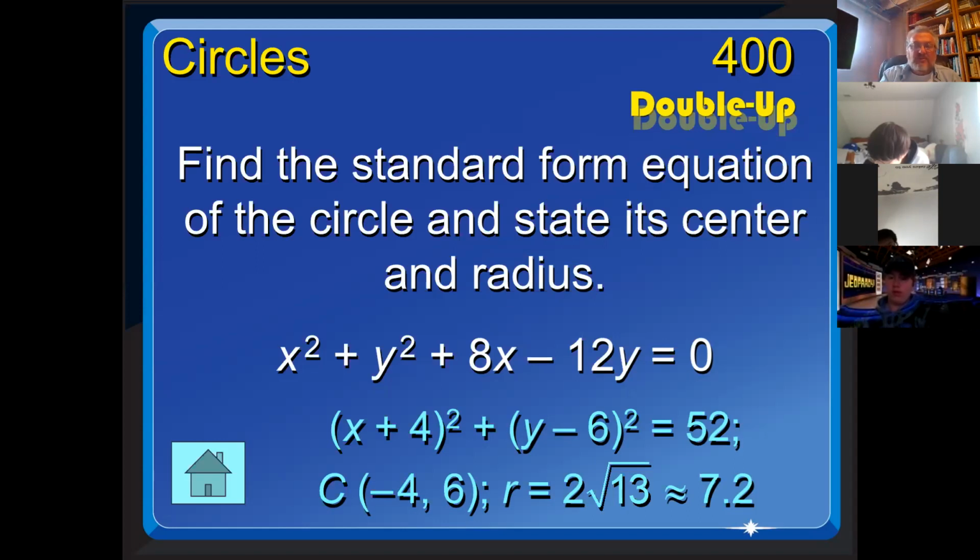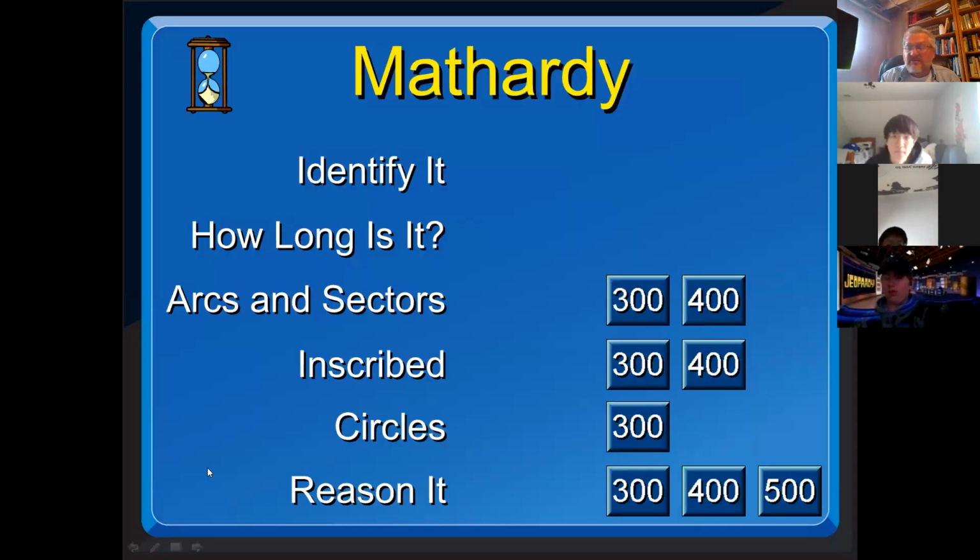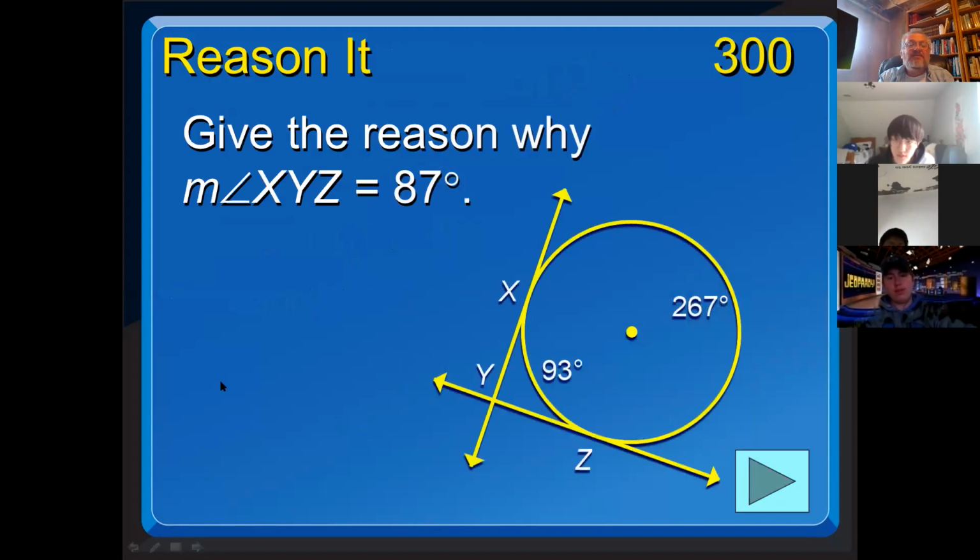All right, so Jason, you've got the board. Reason is 300. Give the reason why the measure of XYZ is 87 degrees. The measure of the angle formed by an intersection of two tangents is 1/2 the difference of the measures of the intercepted arcs. Theorem 8.5.3c. This is basically the same as the other external intersection angle. It's just that they're tangents now instead of secants.